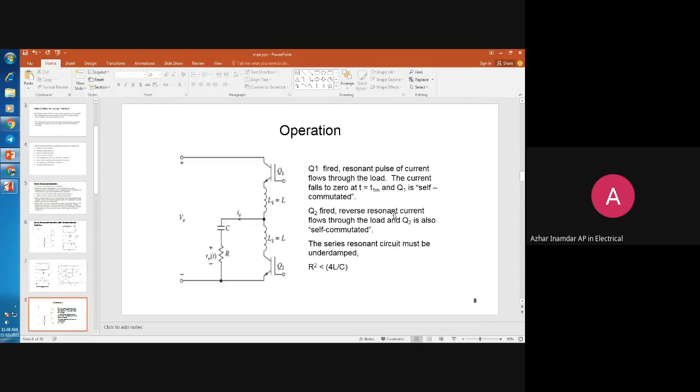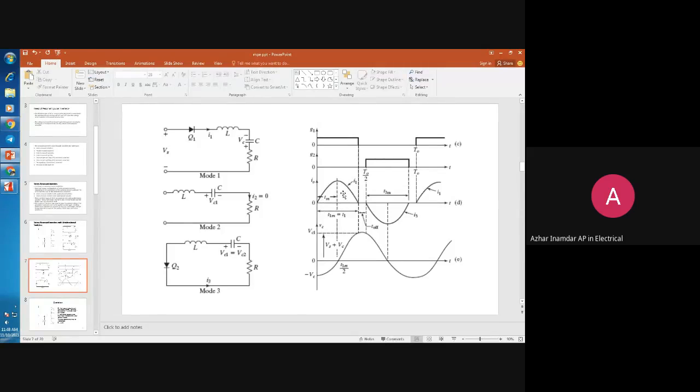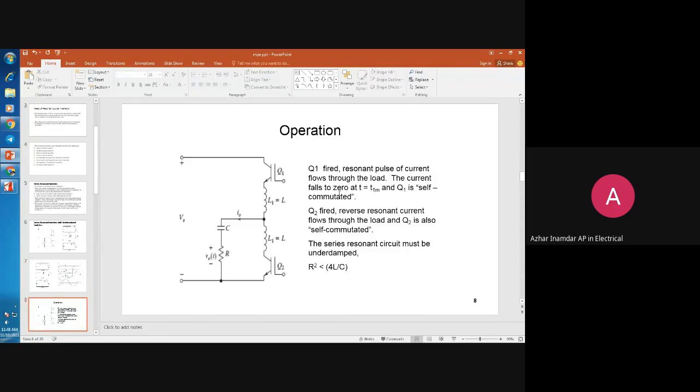Okay, so operation for this. As I said earlier, when Q1 is turned on, a resonant pulse of current flows through the load, and the current falls to zero at t equals Tm1, which is here. In this case, Q1 is self-commutated.